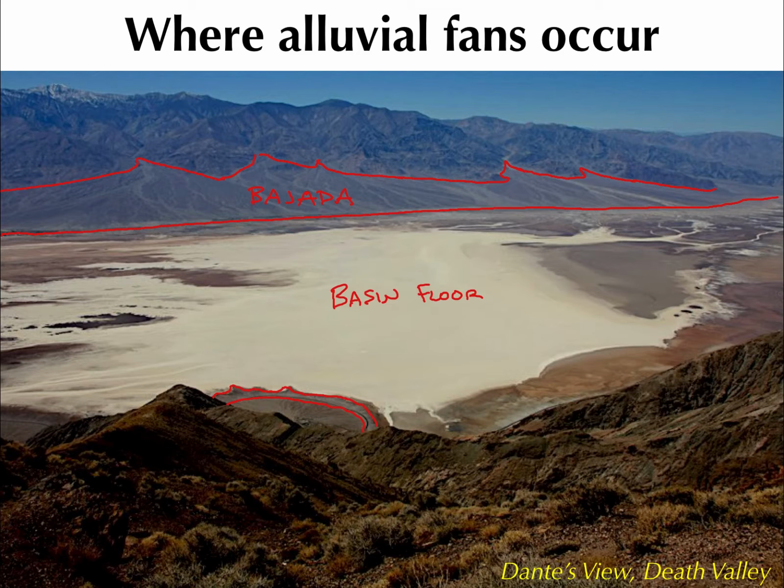The alluvial fans on the far side of Death Valley again are much larger because the drainage basins that feed them are much larger, and larger drainage basins can produce more sediment.